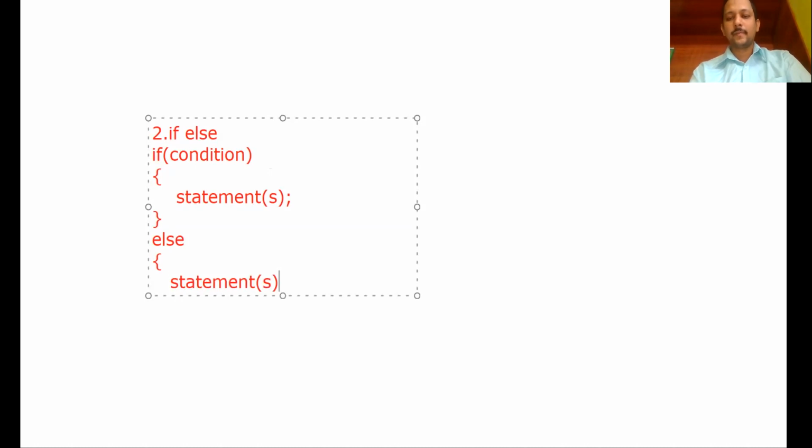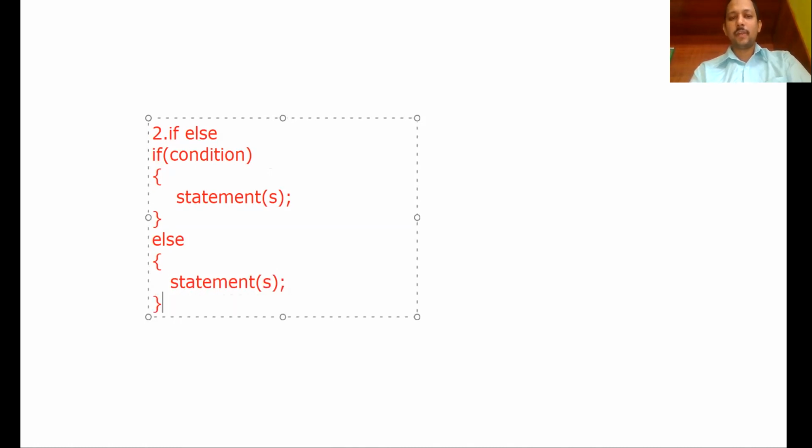If the given condition is true, it will enter into the block and it will execute one or multiple statements. If the given condition is false, it will execute else part. If it is true, it will execute if block. If it is false, it will execute else part. This is the syntax of if else.